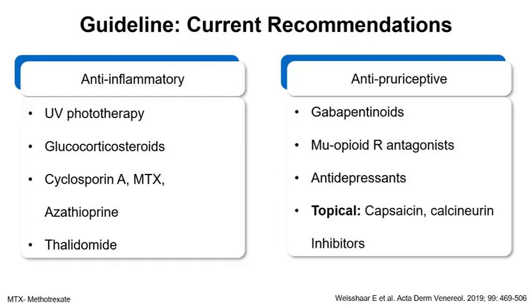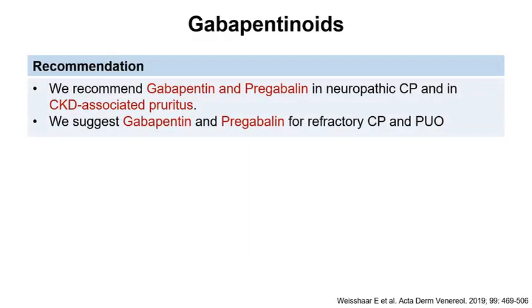Capsaicin destroys peripheral nerves and they can regrow when they have been destroyed before, and calcineurin inhibitors also target the peripheral nerve fibers. So, what to say about the gabapentinoids? The guideline recommends them in neuropathic pruritus and chronic kidney disease associated pruritus, and suggests the gabapentinoids for refractory chronic pruritus and pruritus of unknown origin. So a very broad recommendation due to the very good experience the experts of the guideline make with the substance.